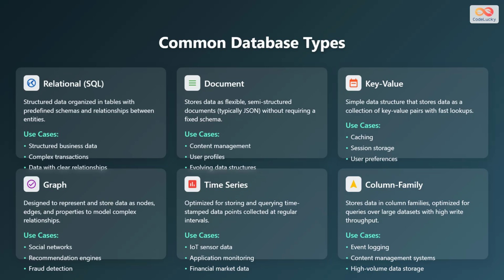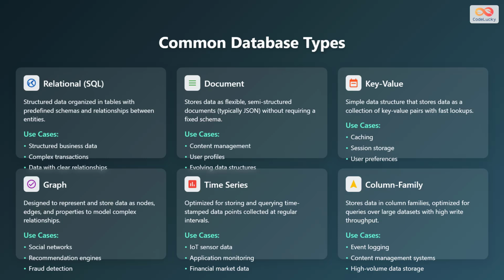Next, we have document databases. These store data as flexible, semi-structured documents typically in JSON format without requiring a fixed schema. Use cases include content management, user profiles, and evolving data structures. Then we have key-value databases, which are a simple data structure that stores data as a collection of key-value pairs with fast lookups. Use cases include caching, session storage, and user preferences.